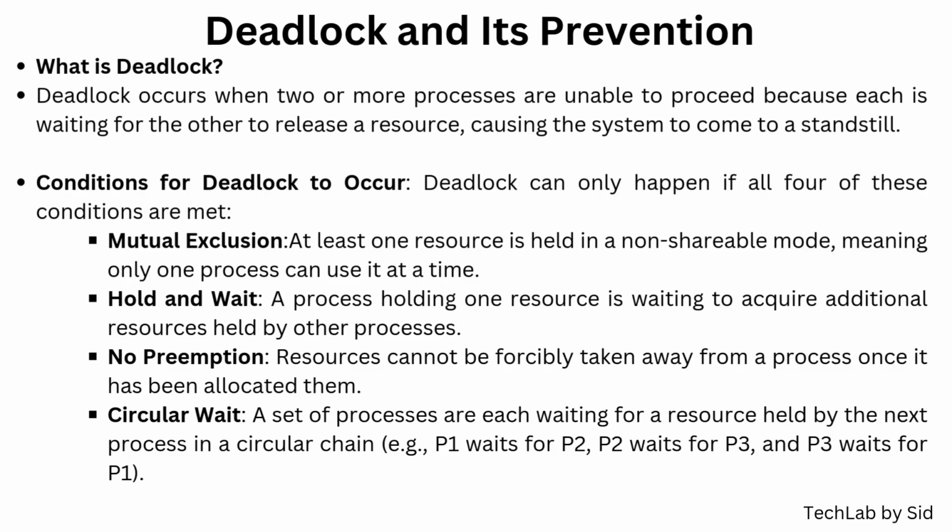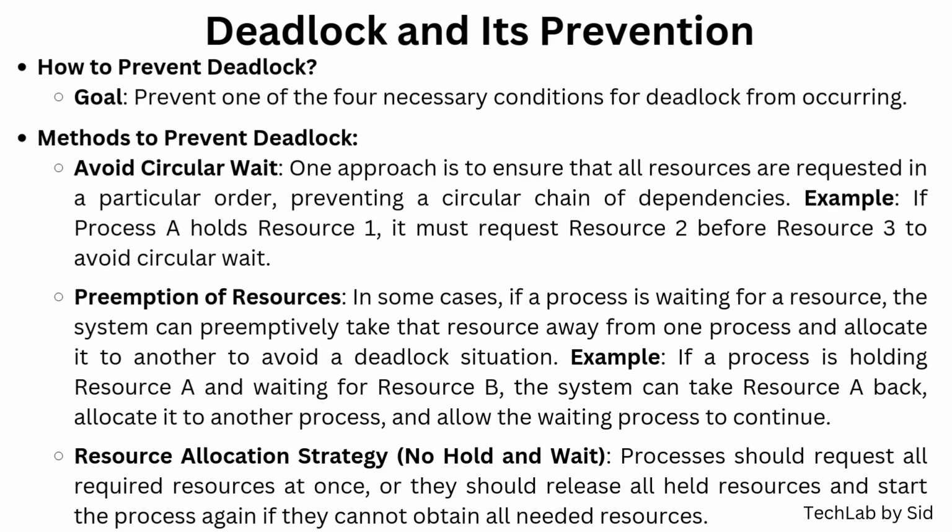The third condition is no preemption, where resources cannot be forcibly taken away from a process once allocated. Finally, circular wait occurs when a set of processes are waiting for resources held by the next process in a circular chain, creating a deadlock loop. How to prevent deadlock? To prevent deadlock, we must avoid one of these 4 conditions from occurring.